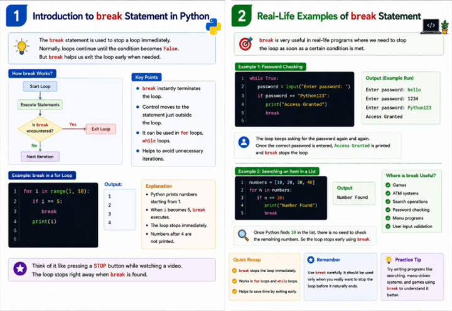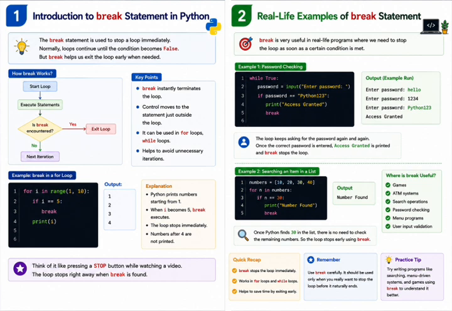And slide 2 shows real life examples of the break statement. Now let's understand the break statement with real life examples. An example for the break statement is given in slide 2. Here the loop keeps asking for the password again and again. Once the correct password is entered, Python prints access granted and break stops the loop.